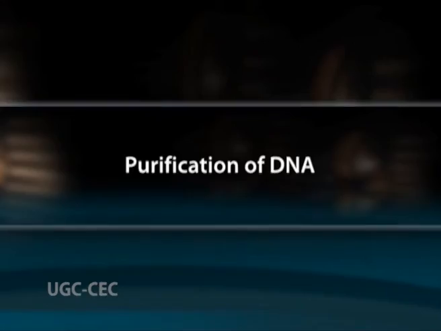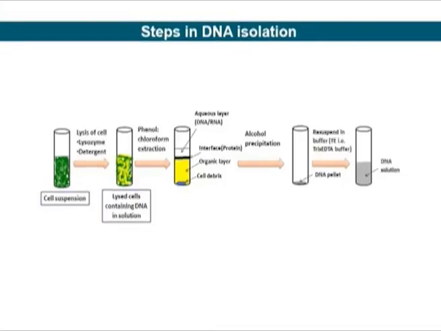Purification of DNA. In addition to DNA, a cell extract contains significant quantities of protein and RNA, which can be further purified by extraction with organic solvents and enzymatic digestion for the removal of contaminants. Extraction with organic solvents involves the addition of a mixture of phenol and chloroform in the ratio 1:1 to the cell lysate for protein separation.